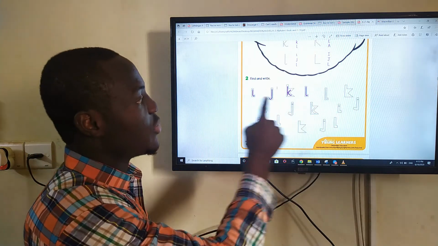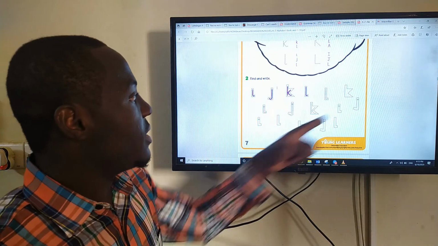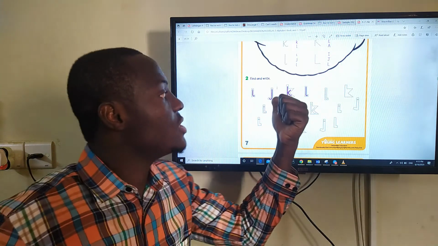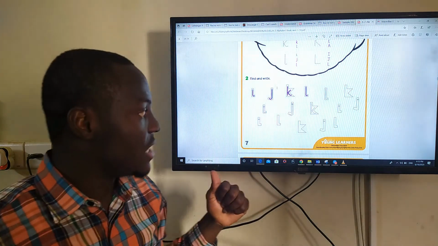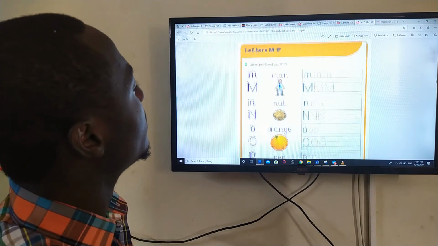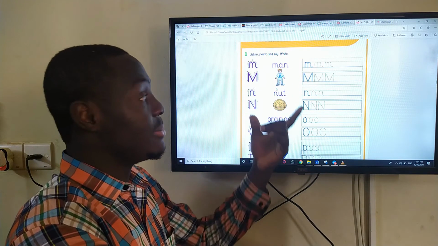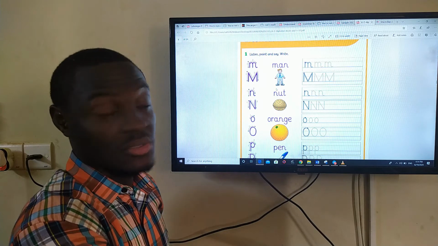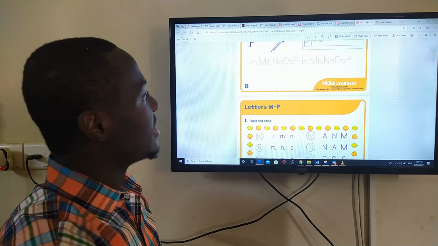So if you look here also, we have I. You correspond I to I, then you write I. We have J here. This outline is similar to this written J. So you write J inside this outline, and so on and so forth. Moving on to the next page, we've explained the same example in our previous pages also. So we have man, nut, orange, pen, and I think that's it.